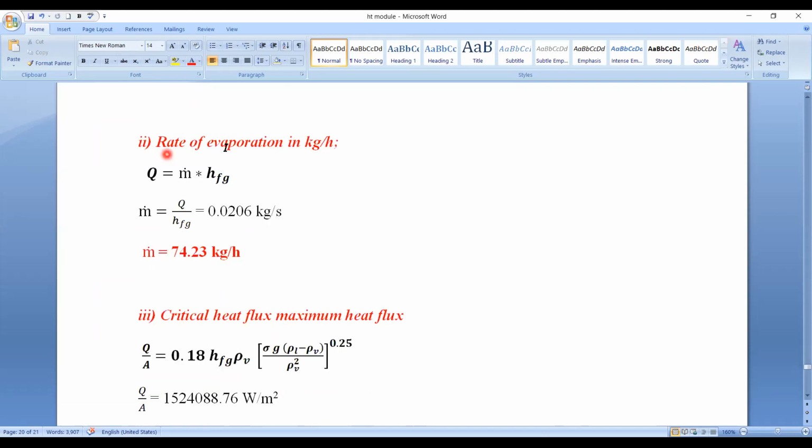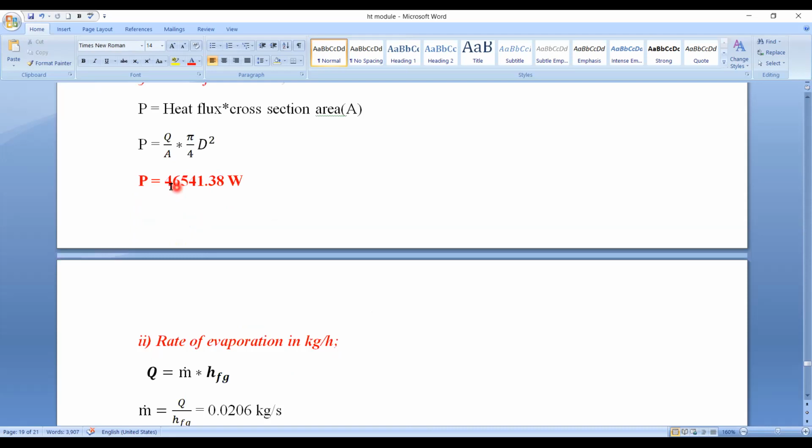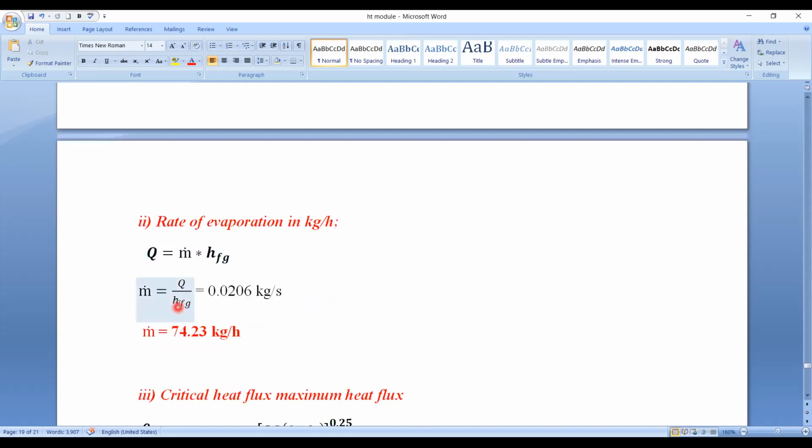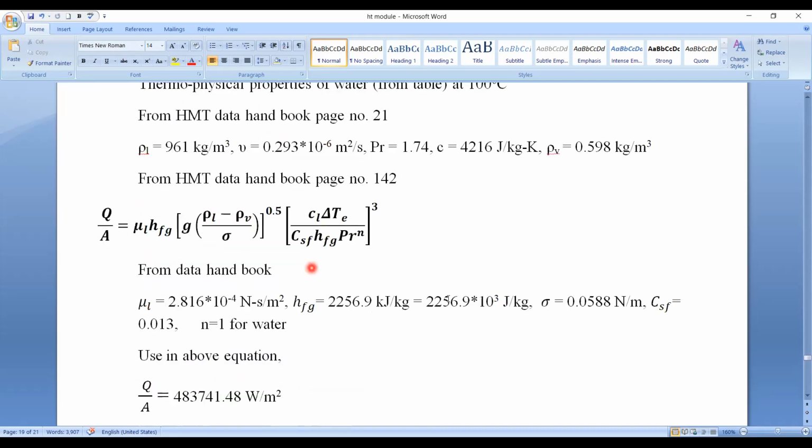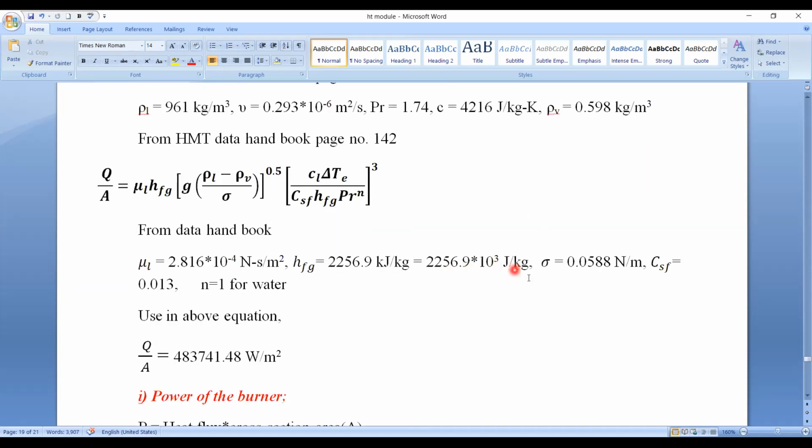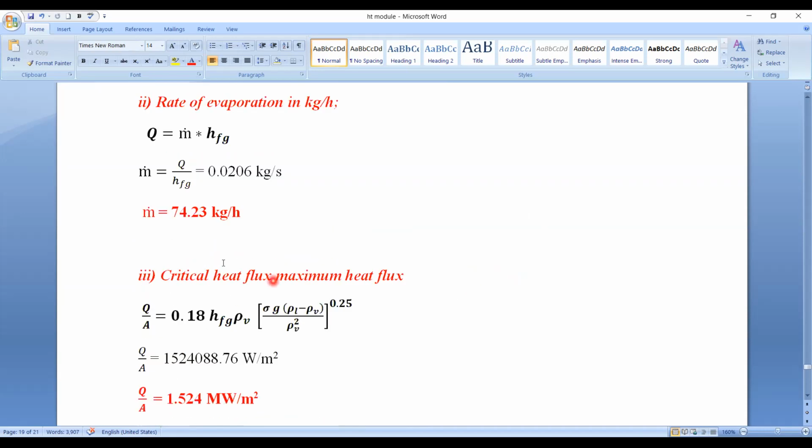I repeat this bit once again, rate of evaporation. So remember students, Q equals the rate of heat transfer, Q equals m dot into HFG, where m dot is the rate of evaporation, HFG is the enthalpy of evaporation, and Q is the rate of heat transfer. Just do the cross multiplication, you will get Q by HFG, and Q is what we have just now calculated, divided by HFG. HFG is already known to us, but you should take it in terms of joules per kg. That is an important thing.